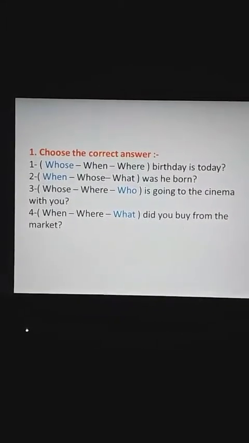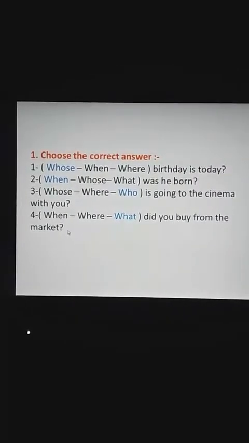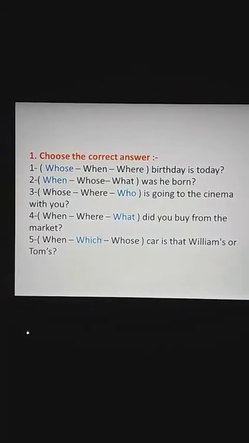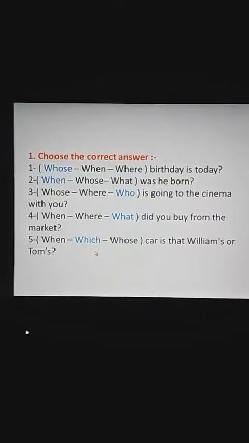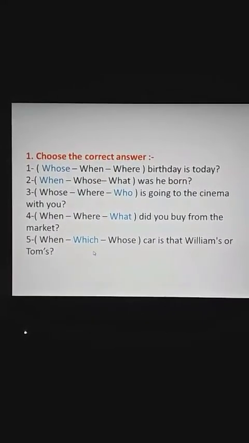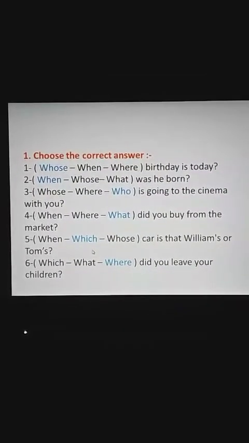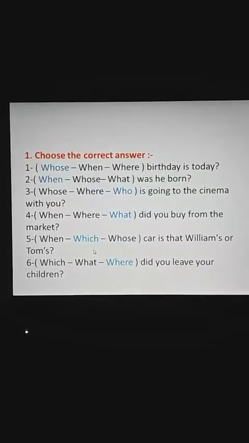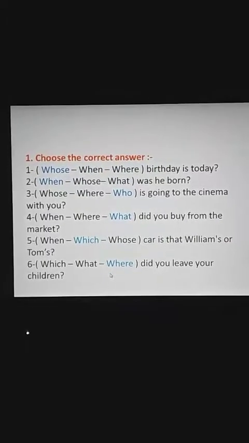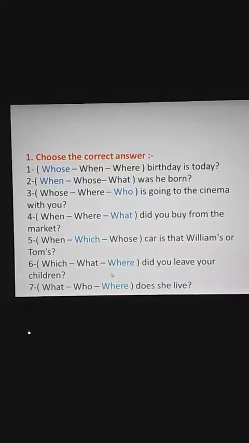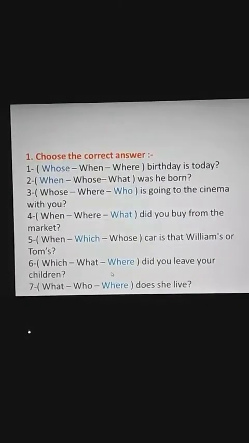When, where, what did you buy from the market? When, which, whose car is that? William's or Tom's? Which? Which car is that? Which, what, where did you leave your children? Where did you leave your children? At home. The last one. What, who, where does she live? In London. Okay?